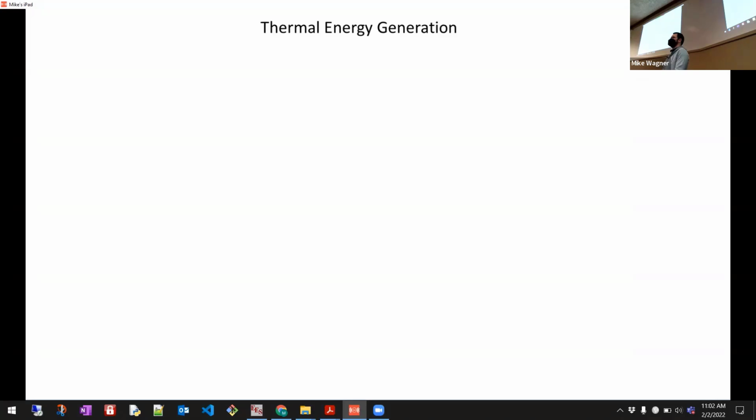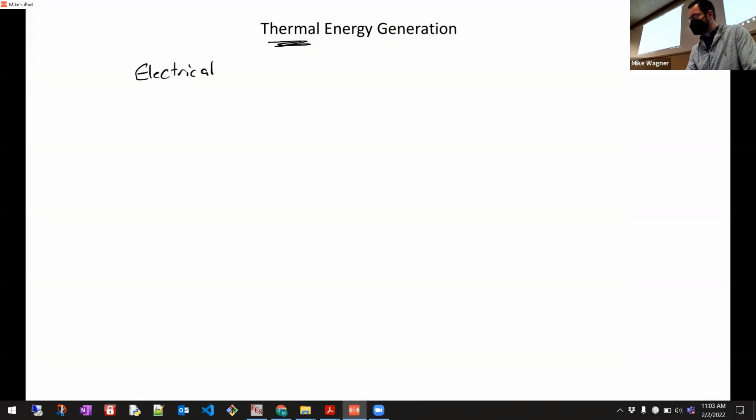Energy is a conserved quantity. So it's neither created nor destroyed. It has to be conserved. But here, the important operative word is thermal, or you can have different forms of energy. What we're talking about here is thermal energy generation. So within some volume of material, you have energy that's converted from one form to another form, or to thermal energy.